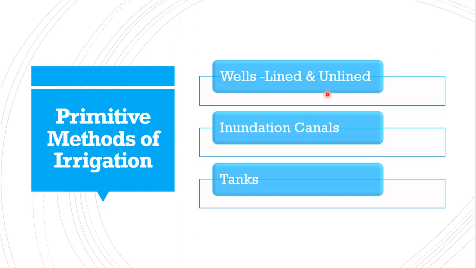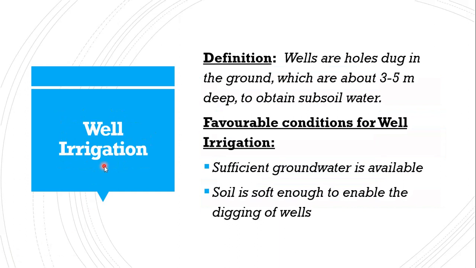We stopped with the primitive methods of irrigation. The previous slide was what are the different methods of irrigation. So the previous one was this one. Okay, so we are going into well irrigation. For all the irrigation, we will be seeing the definition and the favorable conditions. Okay, for well irrigation, how is it defined?